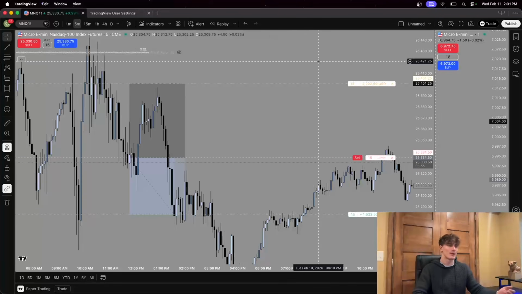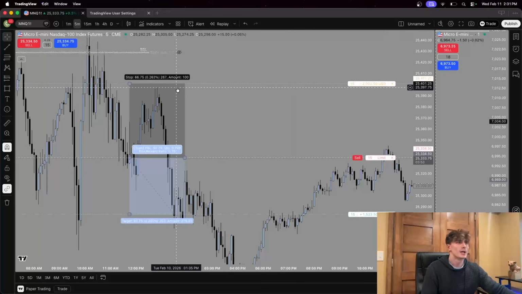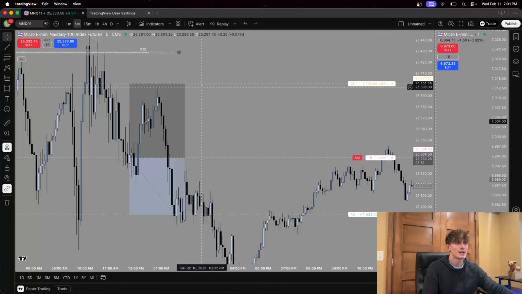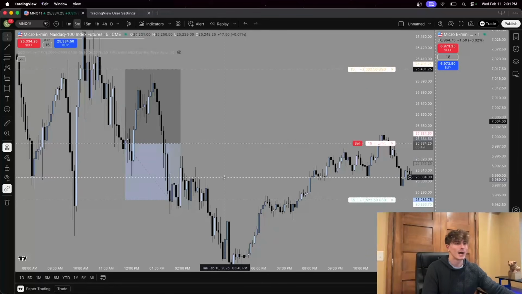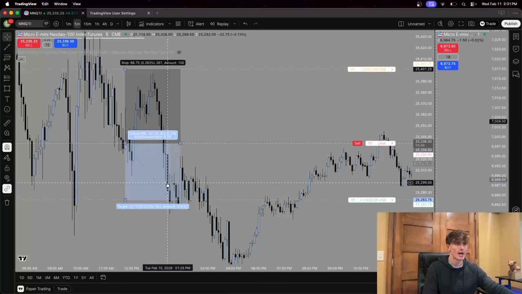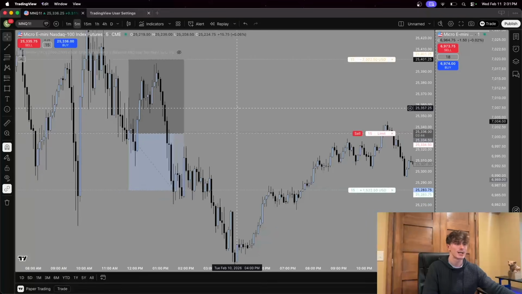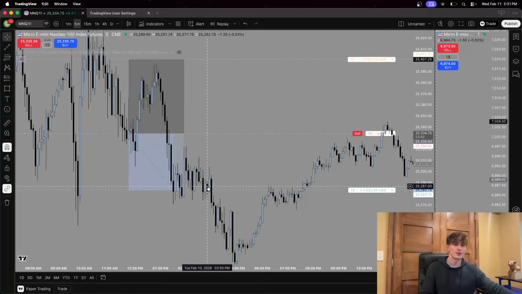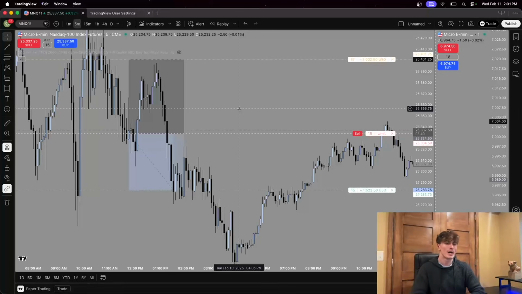I'll try it again. So price comes all the way up, barely keeps me in this trade. And when I walked back to my computer, we were around this area. I was shocked that I didn't get stopped. And then it just ended up flushing to my TP. So that was trade number 1.